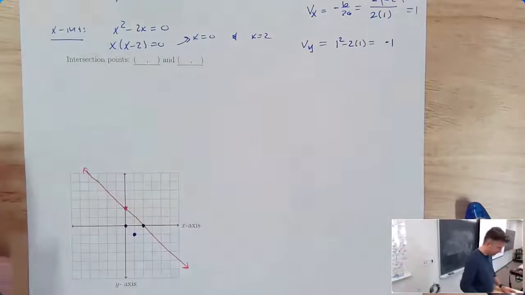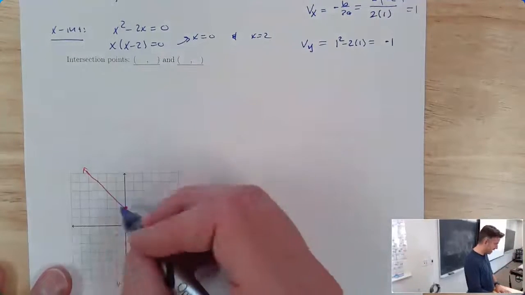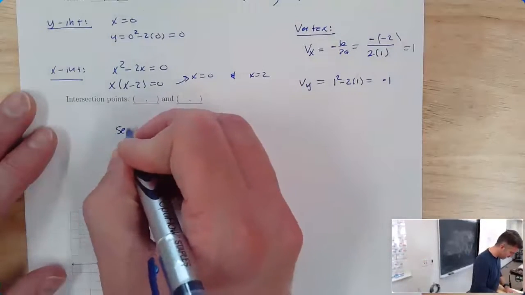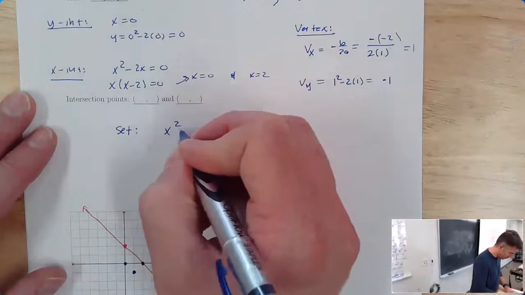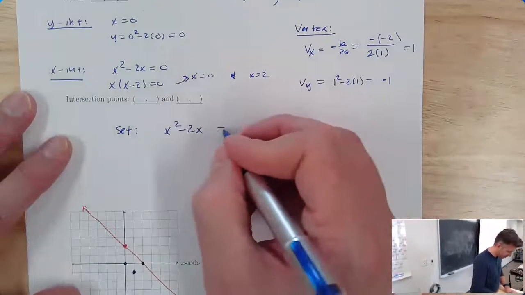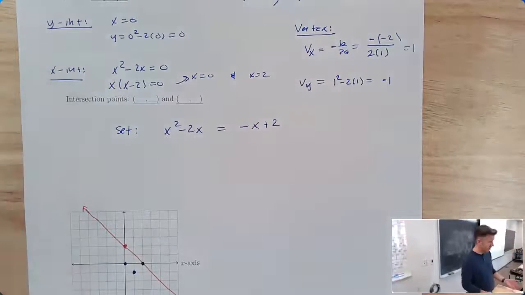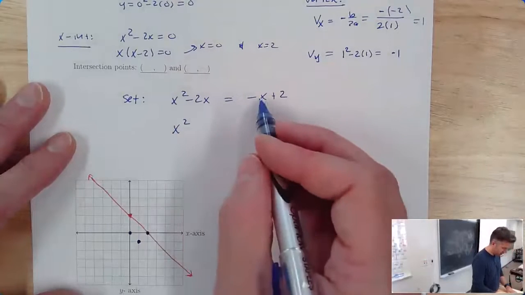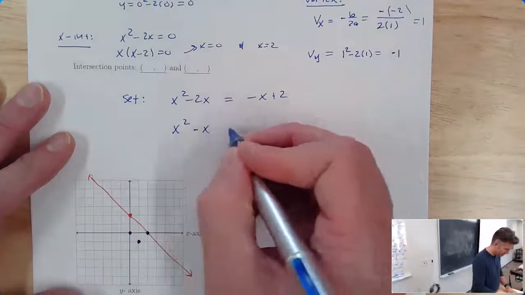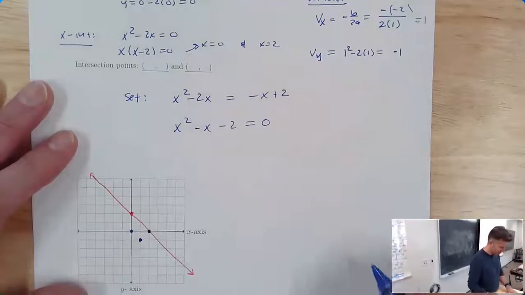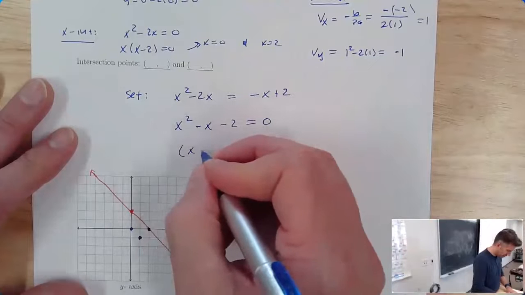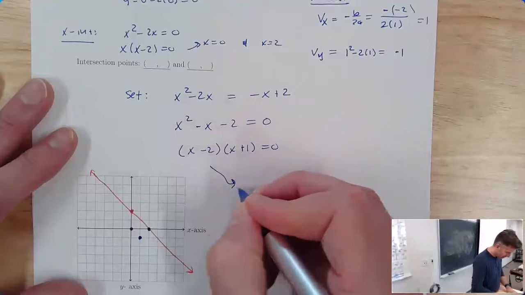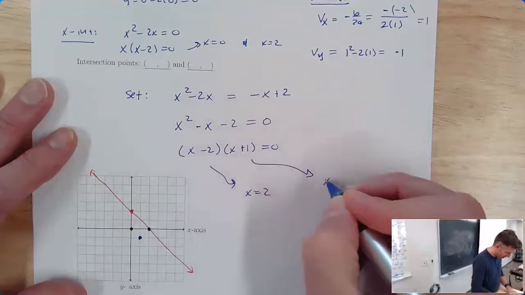So looking at this, it looks like we're going to have a point of intersection somewhere over here in this second quadrant. But let's actually find it. The way you find the intersection points is by setting each equation equal to the other equation. So set the first equation equal to the second equation, and bring everything over to one side. So bringing everything over to the left, I've got x squared, negative 2x plus x is negative 1x, and minus 2. And then we're going to factor. We're going to get x minus 2 times x plus 1 equal to 0. So we're going to get x equal to 2, and we're going to get x equal to negative 1.